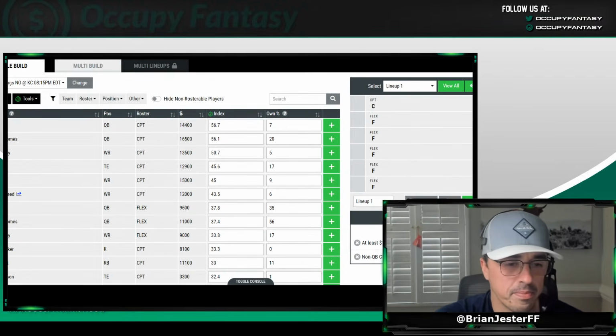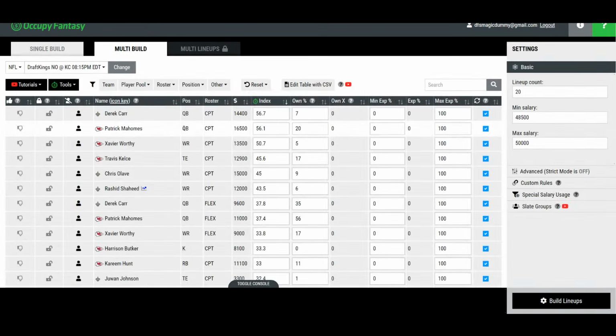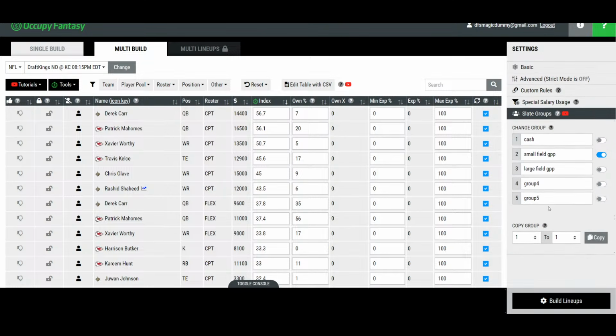So let's get this full screen so you guys can see everything. Cool. Let's go to multi-build. Now, if you have the premium version of the lineup builder, you can utilize Slate Groups. I use this all the time for different contest types, different rules for different contest types. If you don't, totally fine, especially if you're just building one type of lineup.